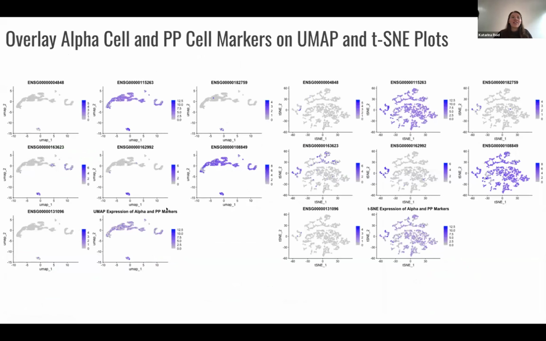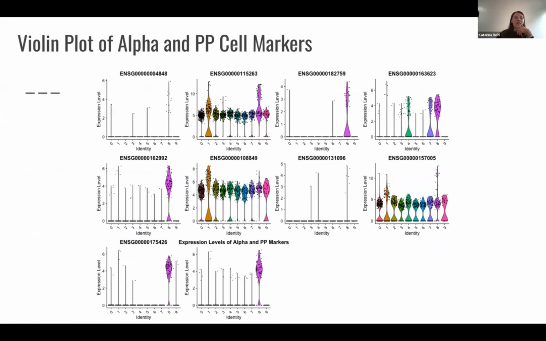So first I overlaid the alpha cell and PP cell markers on the UMAP and t-SNE plots, and I was like, okay, they exist somewhere in this data set. I don't know if they'll be in a cluster, but I know they're there. So that gave me a pretty high level of confidence that I might find at least one of them, especially the PP cells. And then I also saw that again in the violin plots.